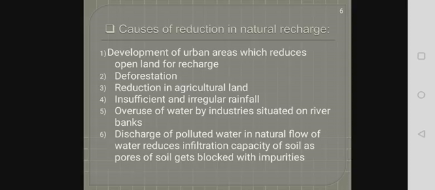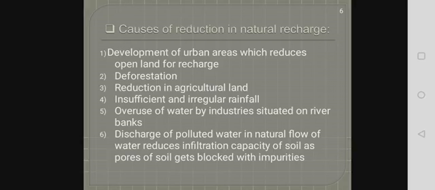Here are the causes of reduction in natural recharge. Why does natural recharge decrease? First, development of urban areas reduces open land for recharge. Increase in urban areas, that is urbanization, reduces open land for recharge. Deforestation occurs due to urbanization and high industrialization. That's why reduction in natural recharge occurs. Insufficient and irregular rainfall occurs due to deforestation, urbanization, etc. Industrialization: overuse of water by industries situated on river banks, industries situated near or on a river bank that use excess water.